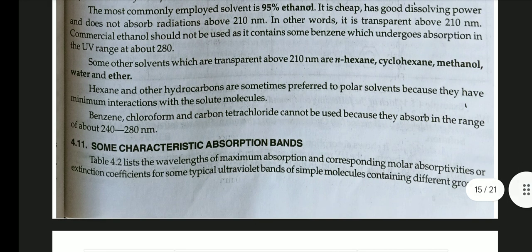Hexane and other hydrocarbons are sometimes preferred to polar solvents because they have minimum interaction with the solute molecules. Benzene, chloroform, and carbon tetrachloride cannot be used because they absorb in the range of about 240 to 280 nanometer. Some characteristic absorption bands.